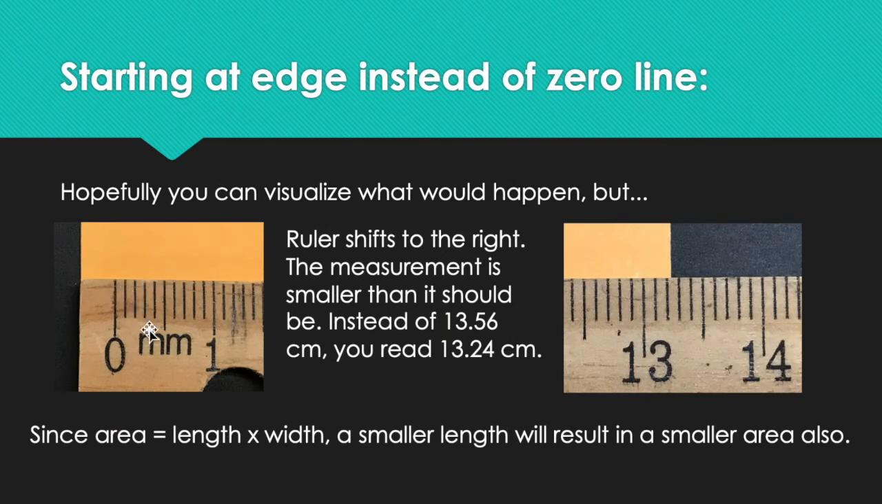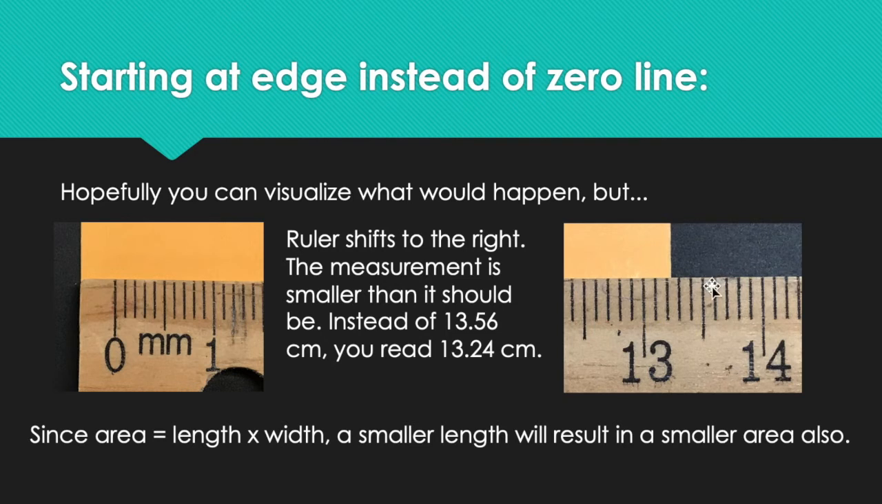All right, so what if you did start at the edge instead of the 0 line? How would that skew your results? And this is a source of systematic error because it skews the results in one particular direction, and you can figure this out. Maybe you can visualize and predict which direction. So if you imagine this ruler just being shifted to the right while the paper stays in the same place, the other end is also getting pushed this way.